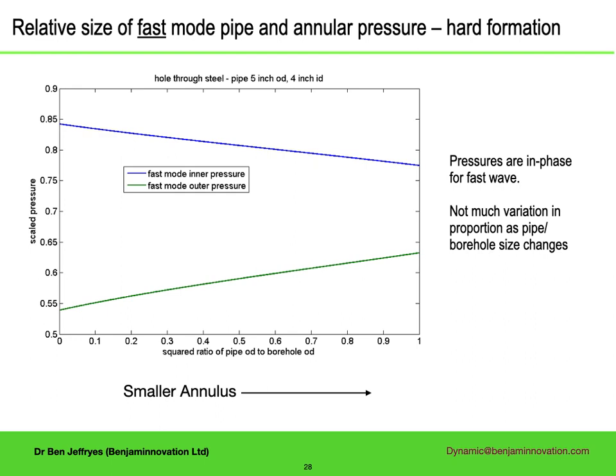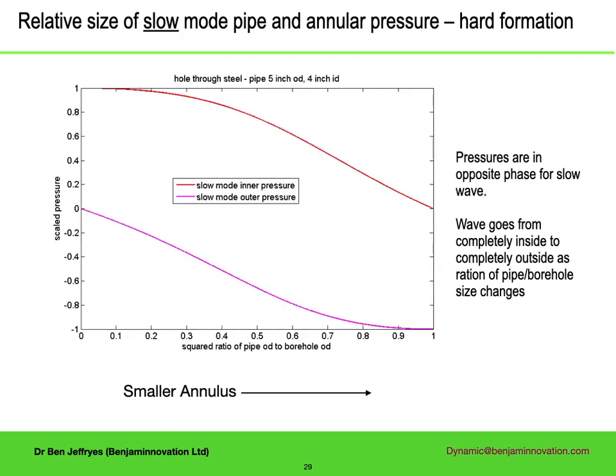I've said that for the fast mode, the inner and outer pressures are in phase, but what are their relative sizes? They are a bit different, more inside the pipe than out, and while they vary more than the fast wave speed, they don't vary hugely. In contrast, for the slow wave, where the pressures are out of phase, they vary enormously, from being almost completely inside the pipe for a tiny pipe, to being almost completely in the annulus for a tiny annulus.